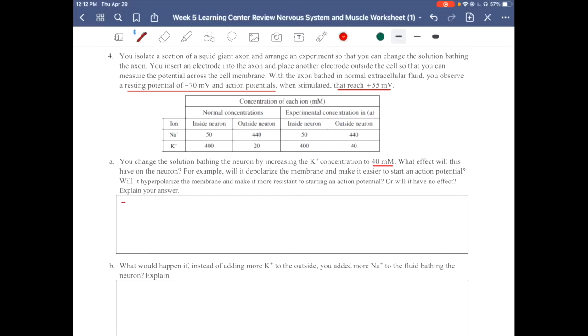So I'm just going to write that down. If we do that, potassium is going to move into the axon, and this movement of the potassium into the axon is going to depolarize the axon.